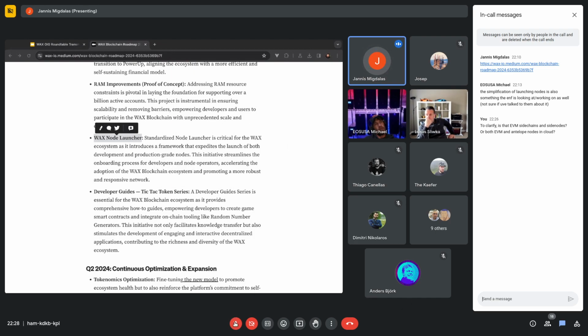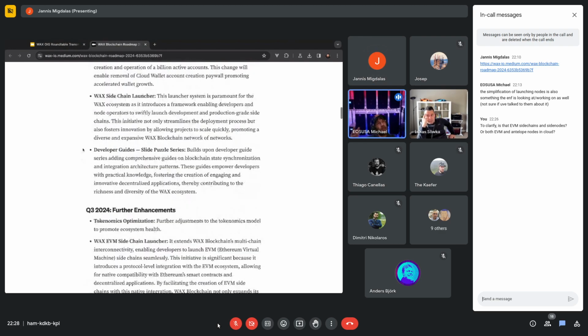Okay, I guess that's no. But Anders is asking to clarify, is that EVM sidechains and side nodes, or both EVM and Antelope nodes in cloud? Can you ask that again? To clarify, is that EVM chains and side nodes, or both EVM and Antelope nodes in cloud? Honestly, I think I don't understand the question too.